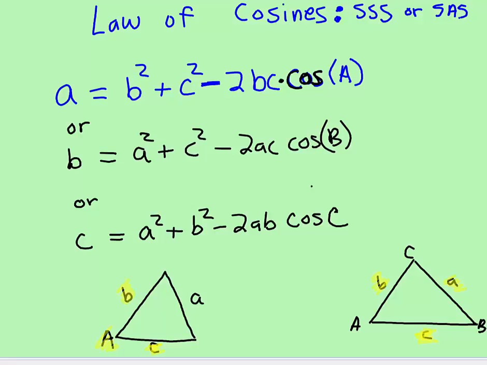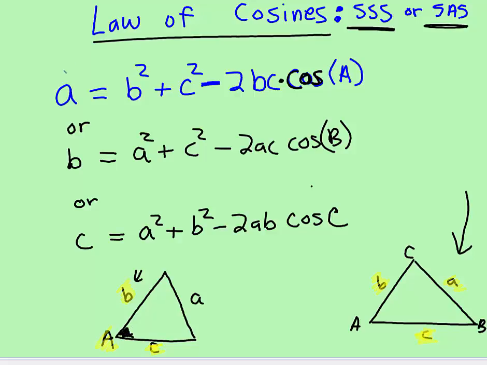Okay, this next video we're going to be learning about the law of cosines. That is when you have a non-right triangle where you have all three sides given, or you're given a side, an angle between them, and another side. You would use the law of cosines.